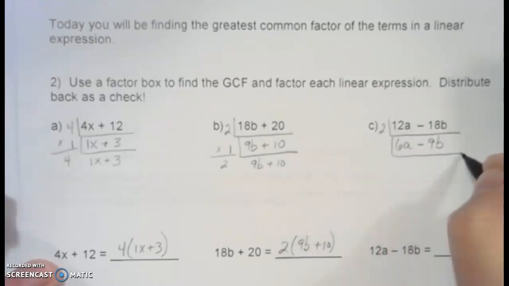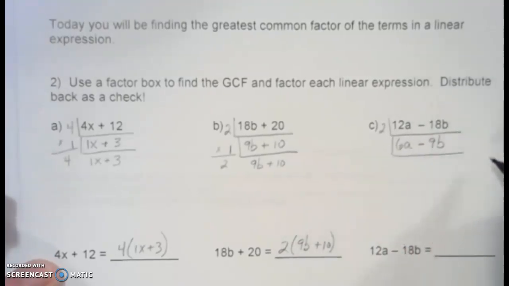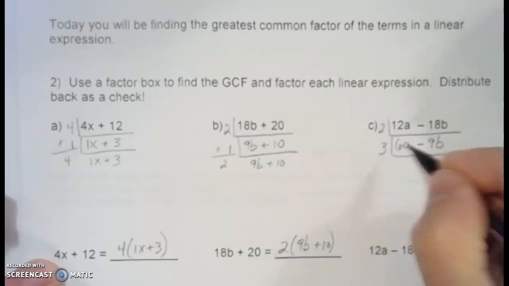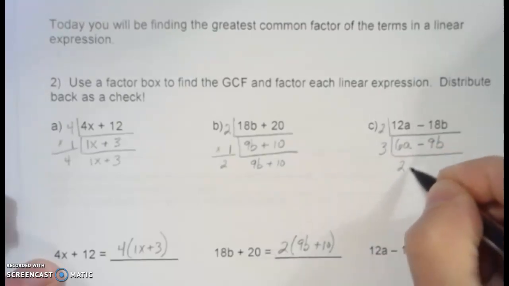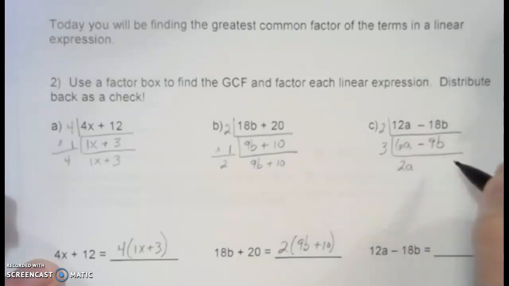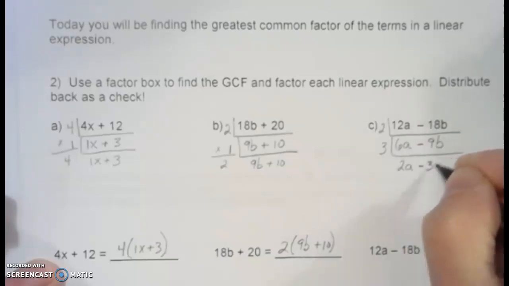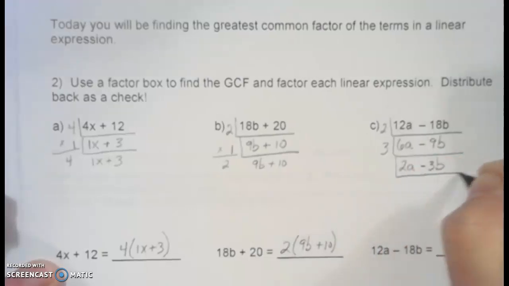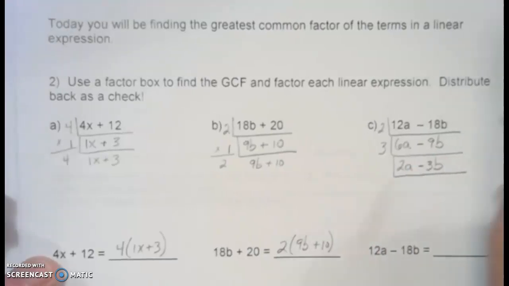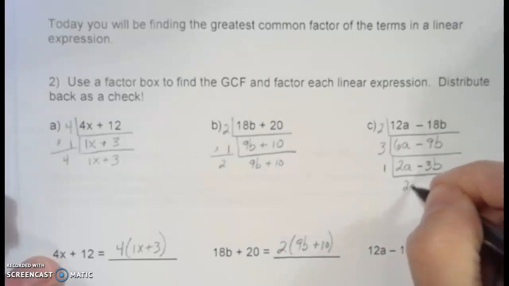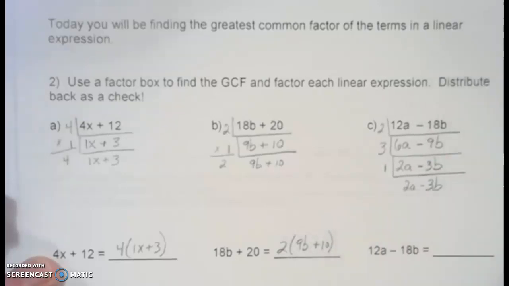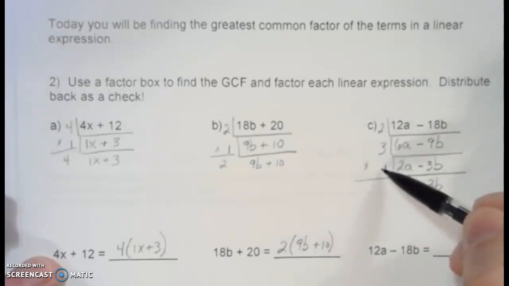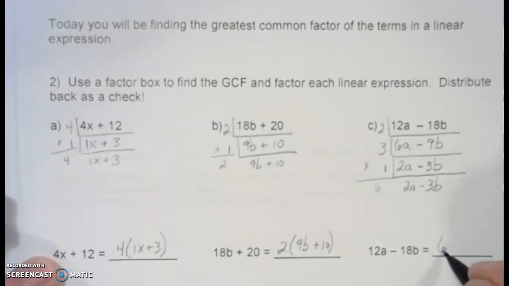Now I'll use my factor box with 6a minus 9b, and I can see that 3 would go into both of those. 6a divided by 3 is 2a. Negative 9b divided by 3 is negative 3b. Put your factor box around 2a minus 3b. 1 is their only common factor, so that's going to leave us with 2a minus 3b. And now when we multiply for the GCF, 2 times 3 is 6 times 1 is still 6. So our first factor is 6, and the other factor is going to be 2a minus 3b.